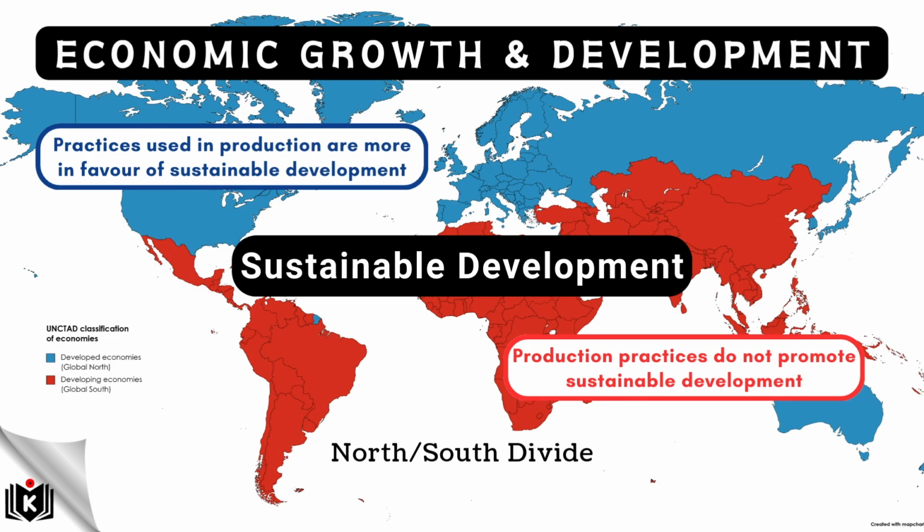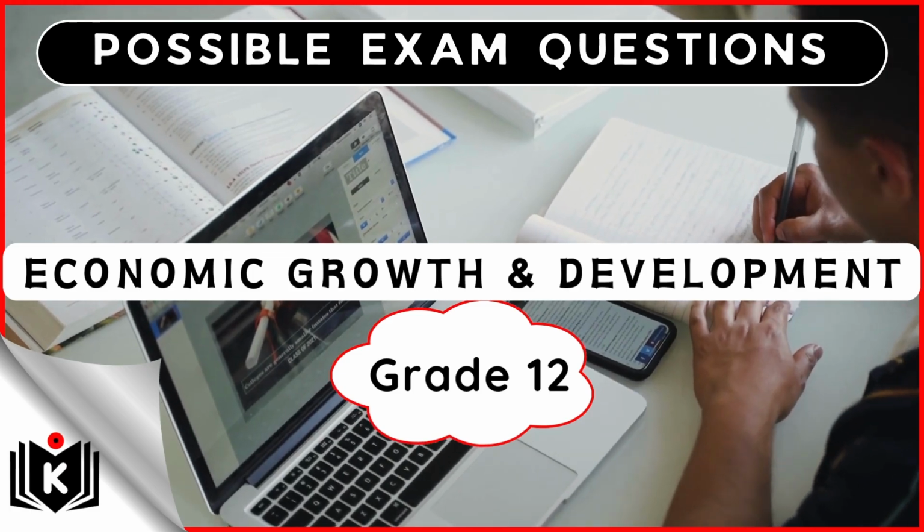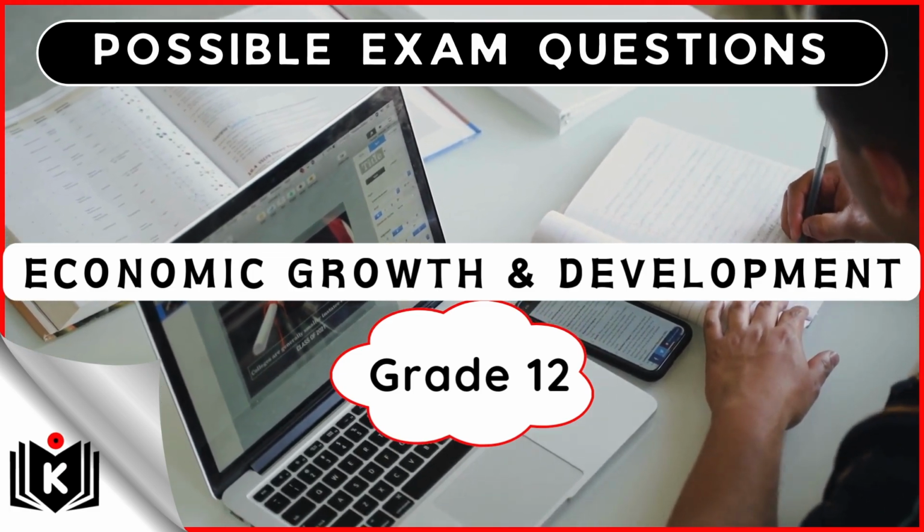It aims to balance economic, social, and environmental goals, reducing poverty while protecting the environment through the responsible use of resources. In many countries in the global North, production practices tend to align more closely with sustainable development principles. In contrast, in much of the developing countries in the global South, production practices often do not fully support sustainable development. Before we end the video, here's what you might be asked in the final economics exam regarding the topic of economic growth and development.